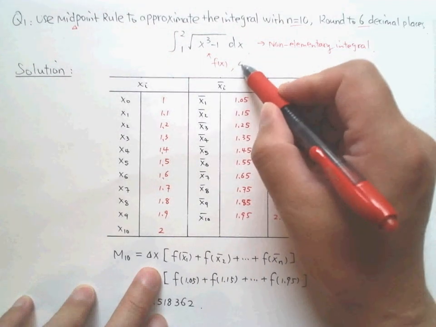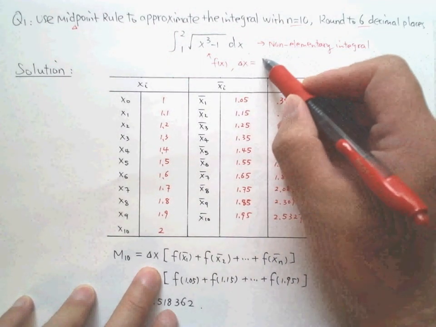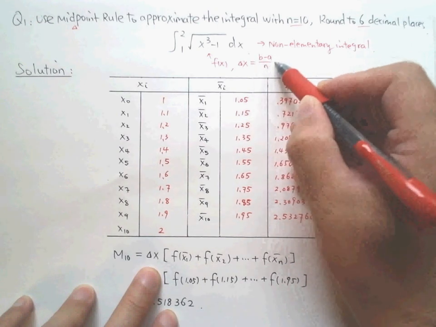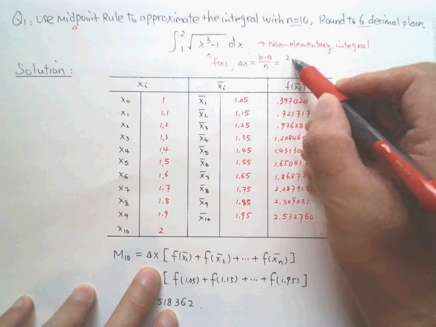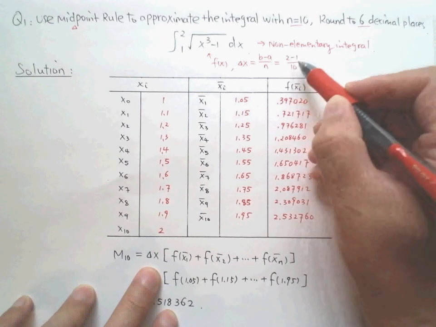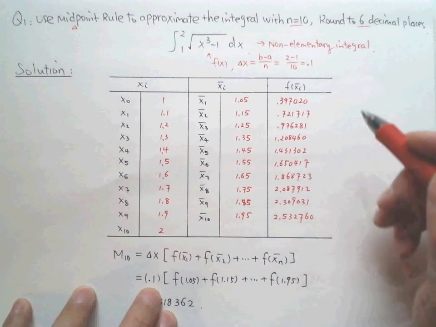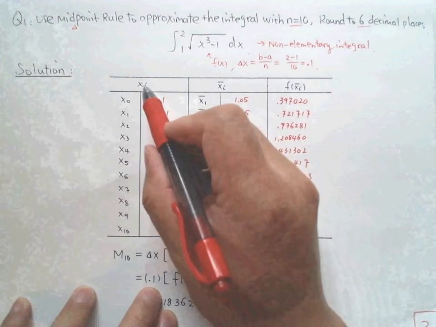So we know delta x exactly is b minus a over n. In our example, which is (2 minus 1) over 10, is 0.1. See, the delta x is 0.1. We already found delta x. How to find the xi?